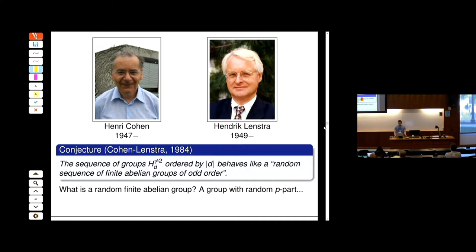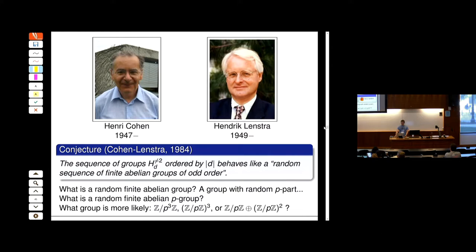Okay, you're avoiding the question. The p part is random. So right now we're talking about finite abelian p groups. What is a random finite abelian p group? For instance, here are the three abelian groups of order p cubed, there are three of those. Which one is more likely? How are you telling them apart?